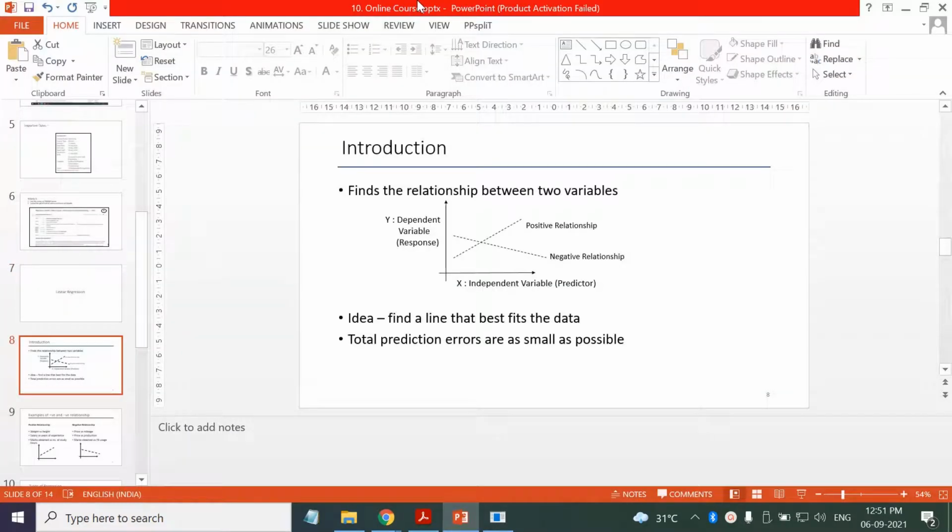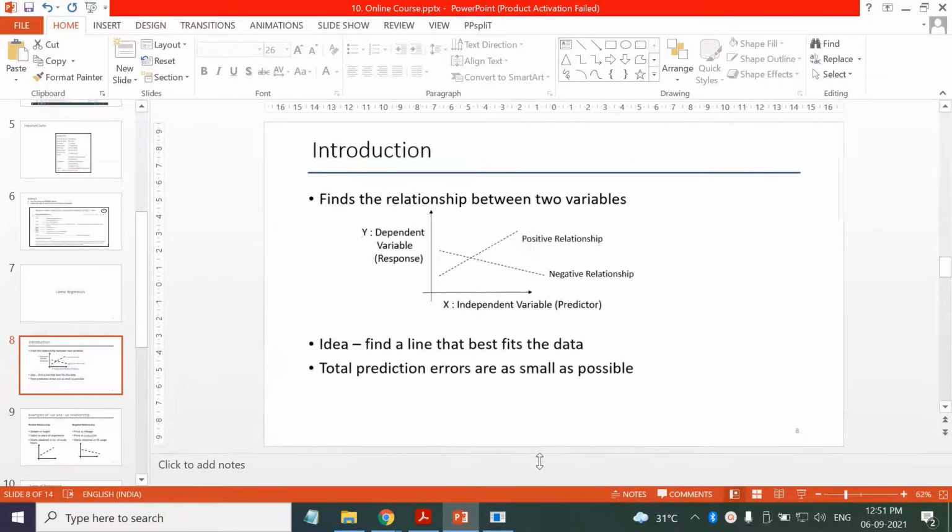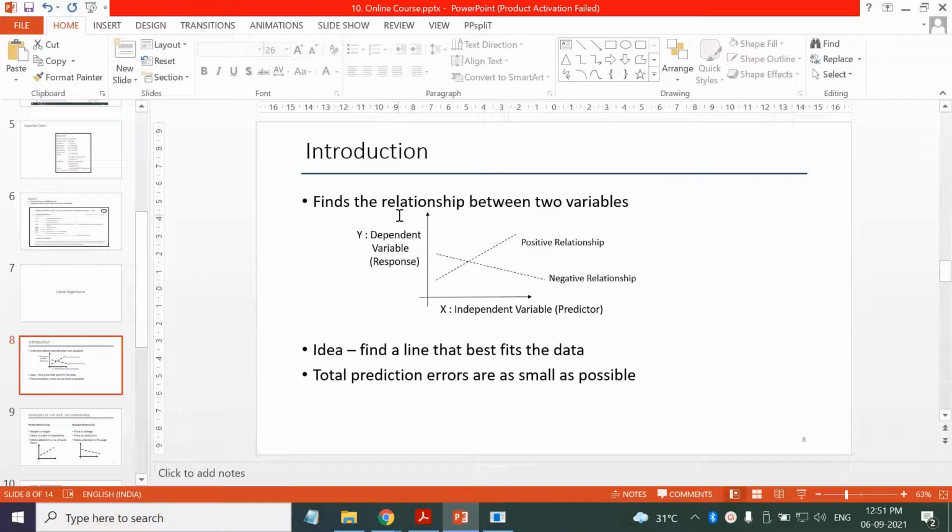So let's revise what we have studied till this moment. Our variables may exhibit positive relationship or negative relationship. Our ultimate goal is to find that particular line that best fits the data. The x variables are known as independent variables or predictor variables. The y are known as dependent variable or the response of that predictor.